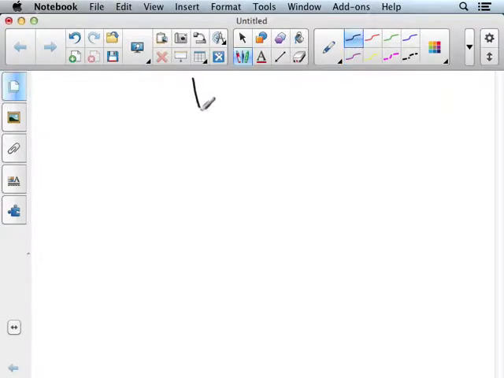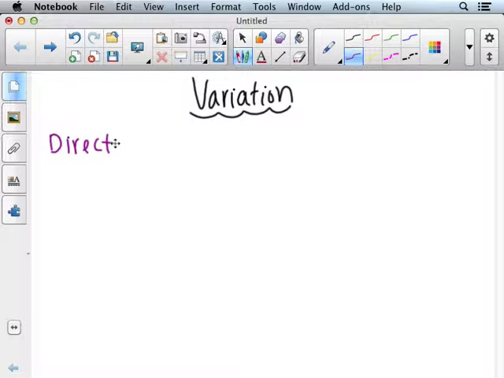Okay, today we're going to be talking about variation. And there's three types of variation that we're going to discuss. The first is called direct variation. The second is called inverse variation. And the third is called joint variation.